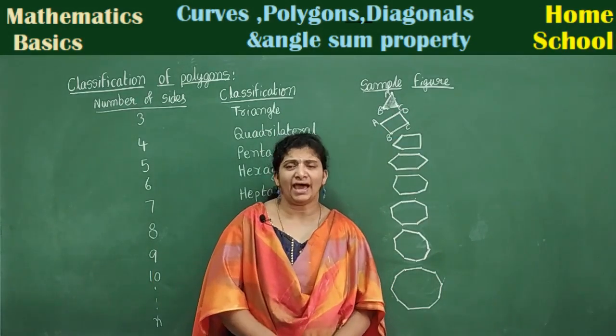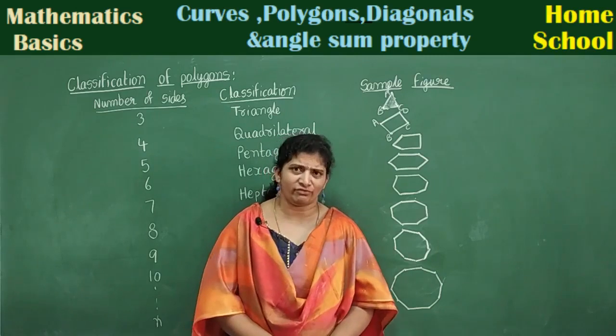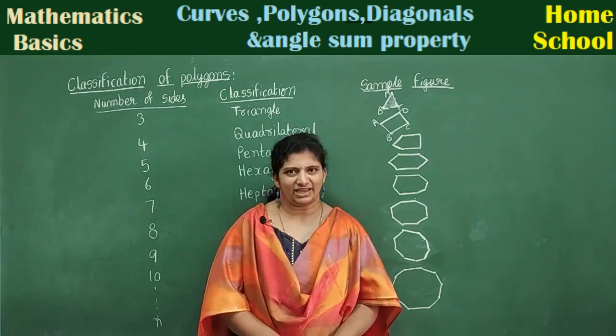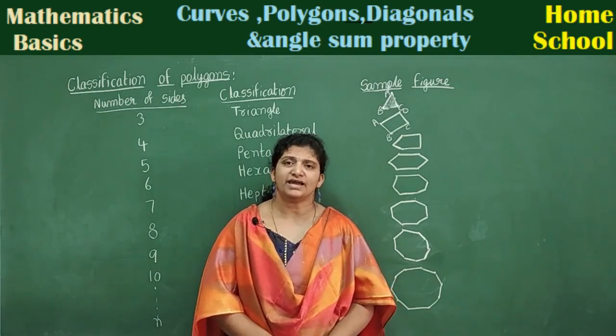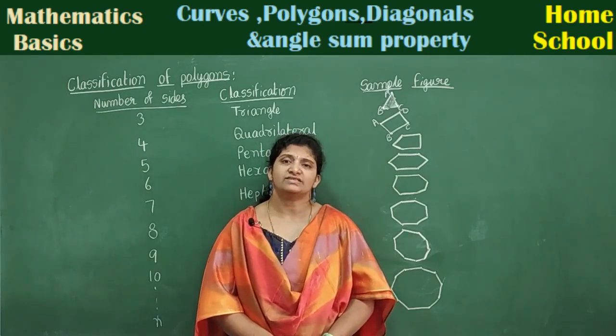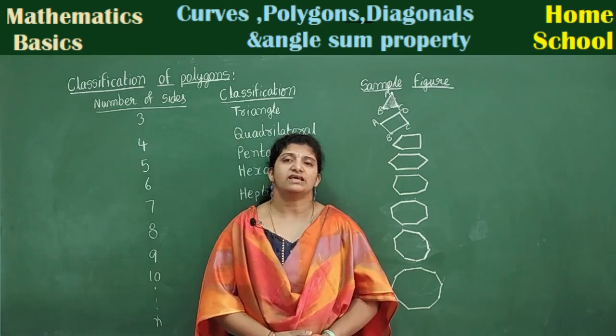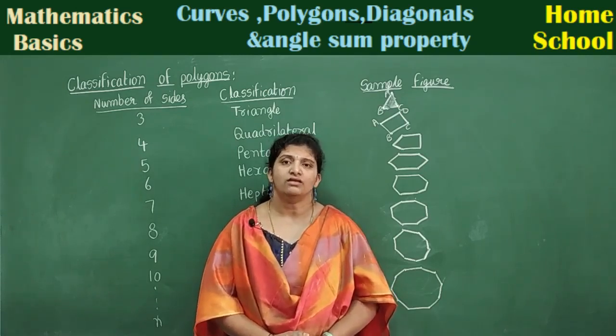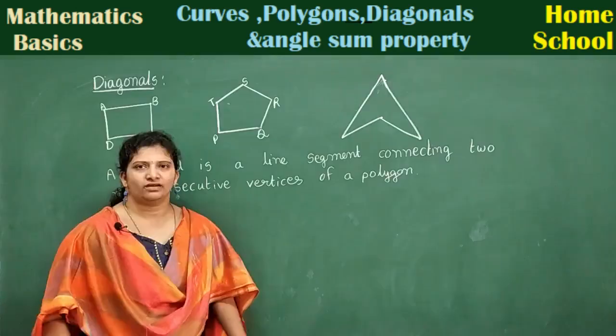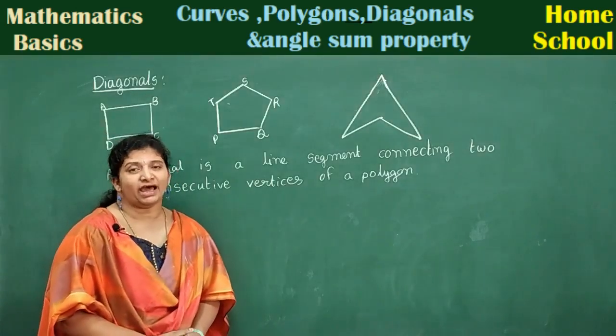If they have 3 sides, which type of polygon is it? Triangle. 4 sides, quadrilateral. 5 sides, pentagon. 6 sides, hexagon. 7 sides, heptagon. 8 sides, octagon. 9 sides, nonagon. 10 sides, decagon. Let's know about the diagonals.